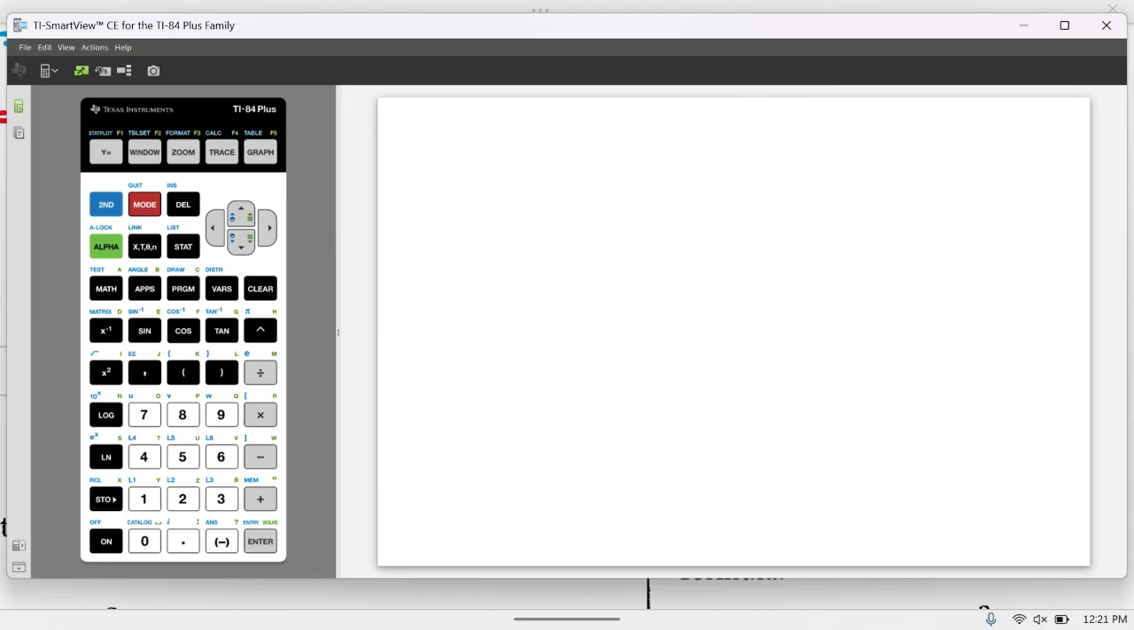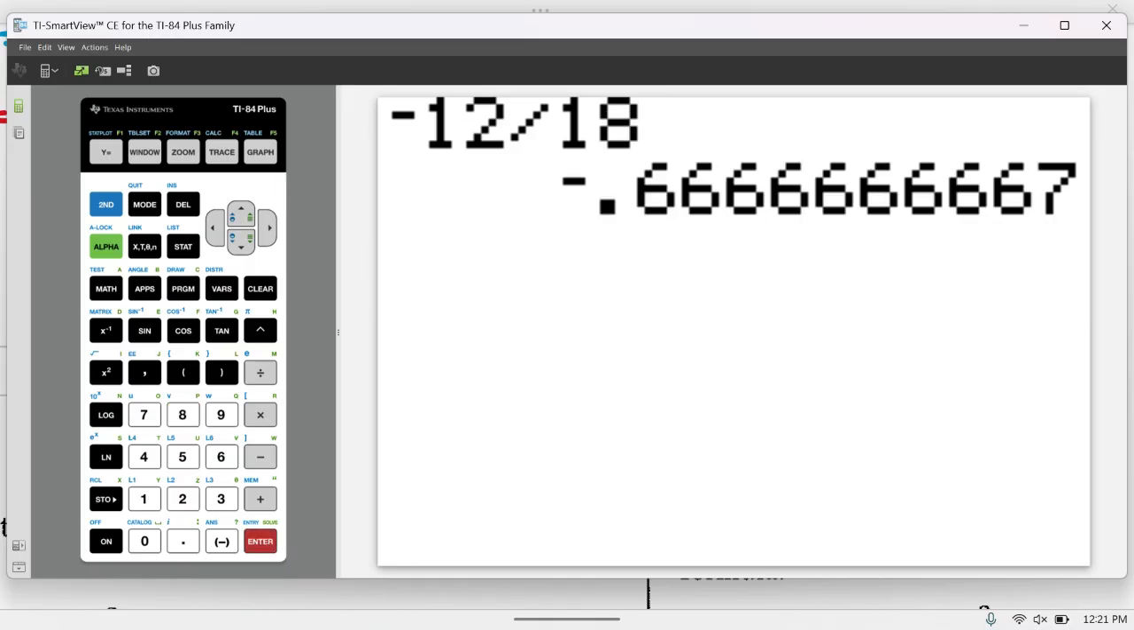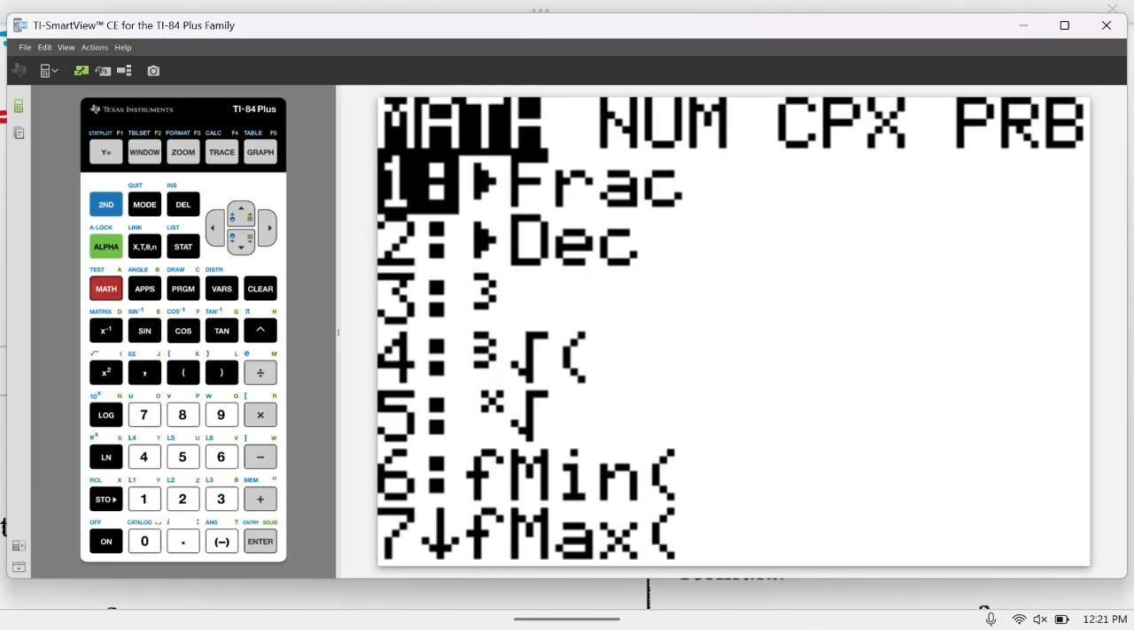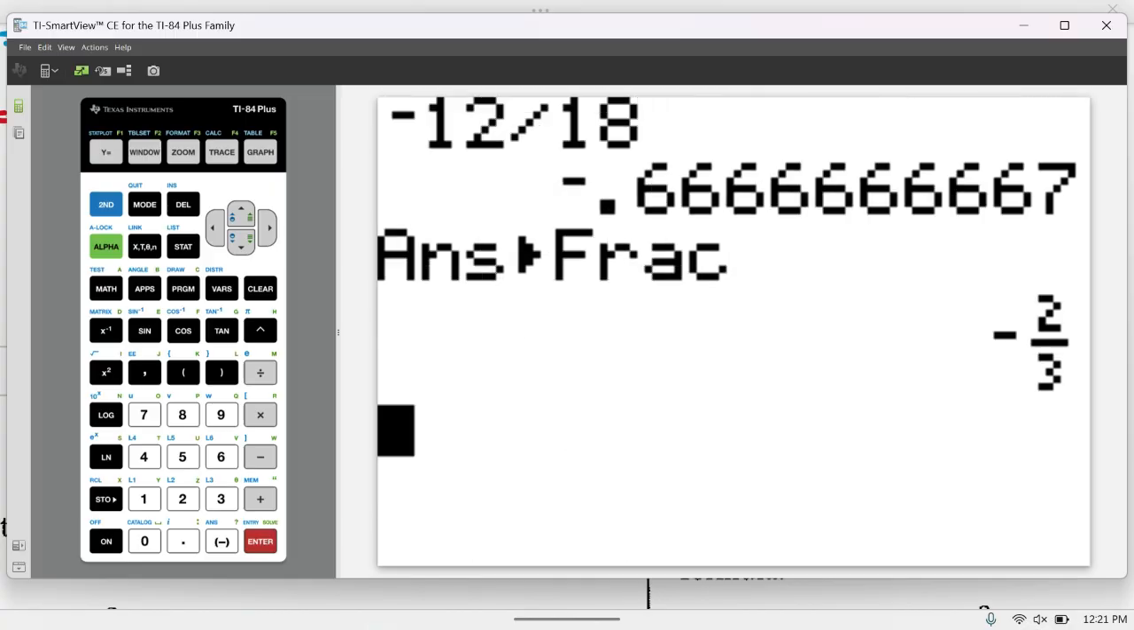So I can do negative 12 divided by 18. And then I can hit the math key, which is right below that green alpha key. See how it says frac? I can then hit enter, enter. There's my simplified fraction.